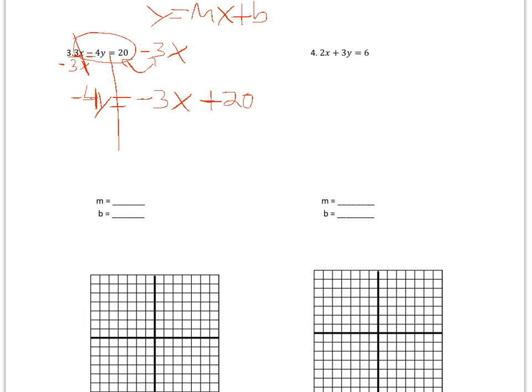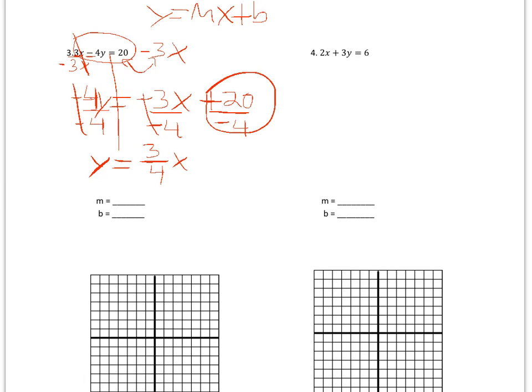Then to get rid of this negative 4 right here, I divide everything on both sides by negative 4. So this negative cancels out. I have y equals. These negatives cancel out. So it's 3/4 x. Again, that's the slope. Leave it as a fraction. And then this 20 over negative 4, positive 20 divided by negative 4 is negative 5.